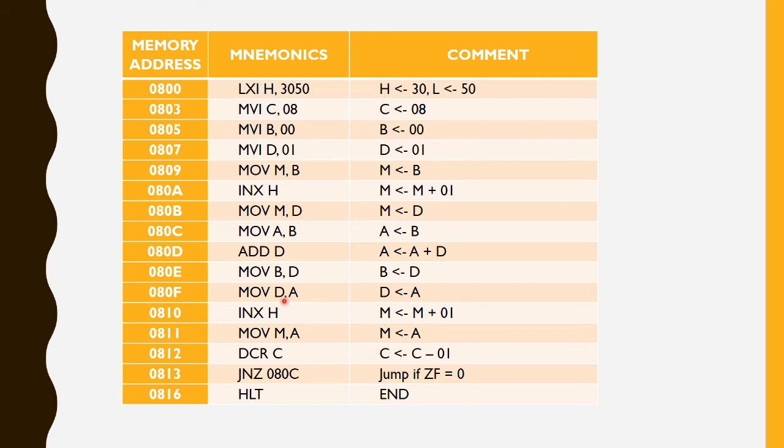the accumulator into D. That is, the new content of the second register is 02, which was earlier 01. We'll increment the memory location and move the contents of the accumulator into memory. Right? So the next memory content is nothing but 0 plus 1, that is 1. Okay, and we have to decrement C.